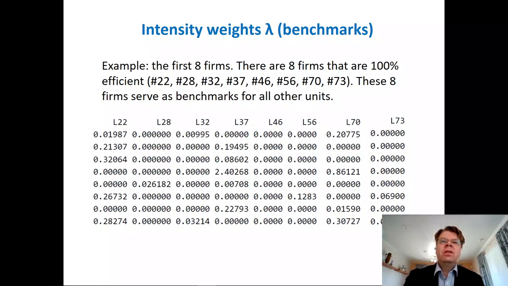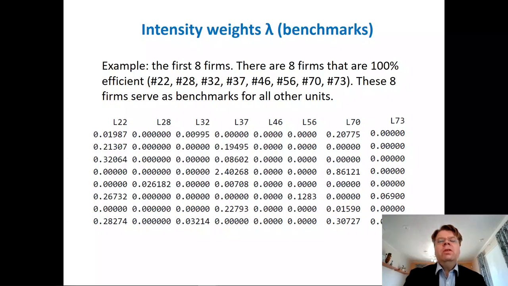And this linear combination is obtained as the combination of unit number 22. We see that there is positive weight 0.01987 assigned to this firm number 22. There is also positive weight to the firm number 32. And then the biggest weight is actually assigned to the firm number 70. So firm number 70 gets the weight of 0.20775. So that was read on the first row.